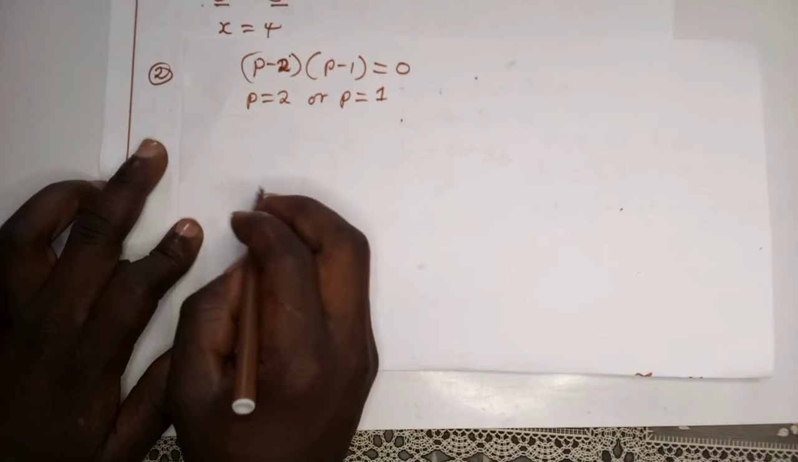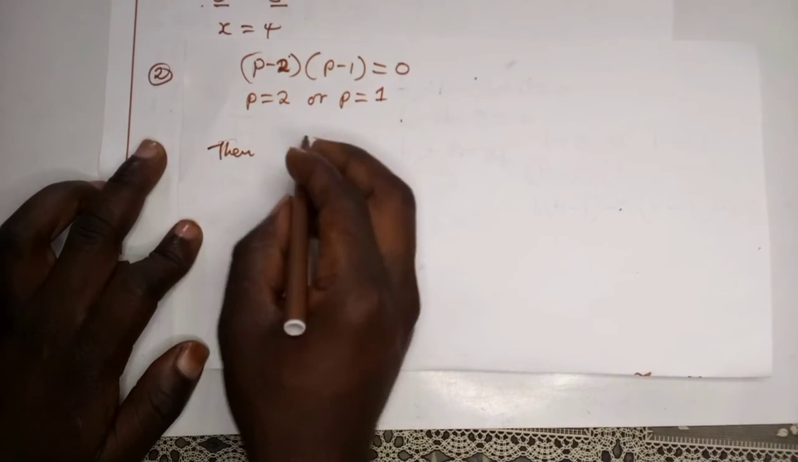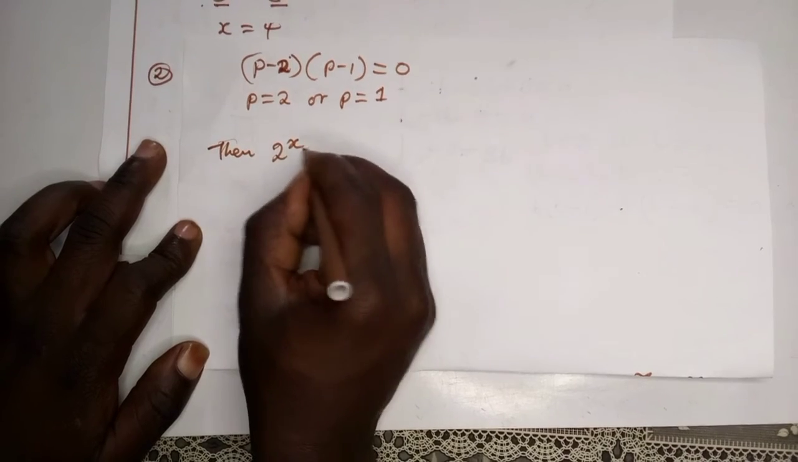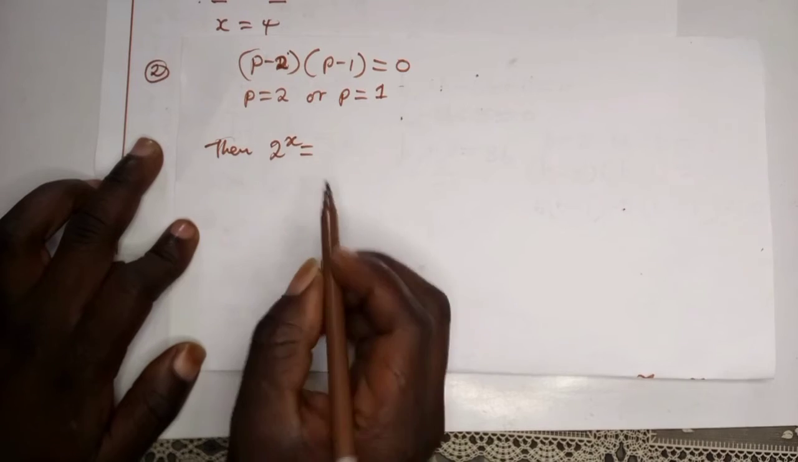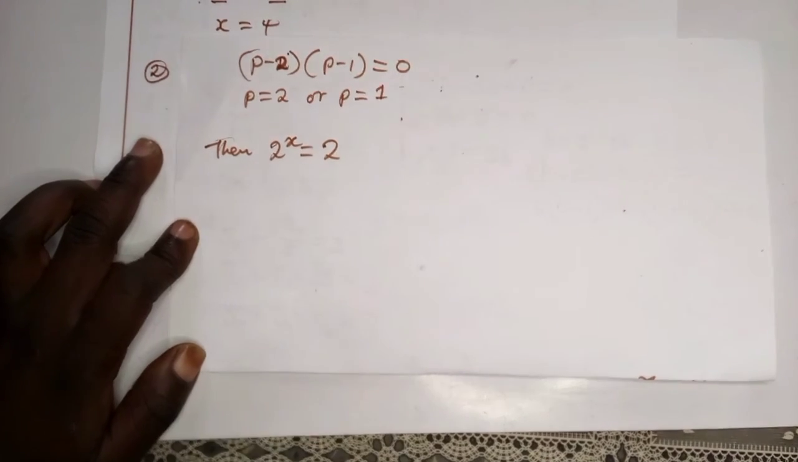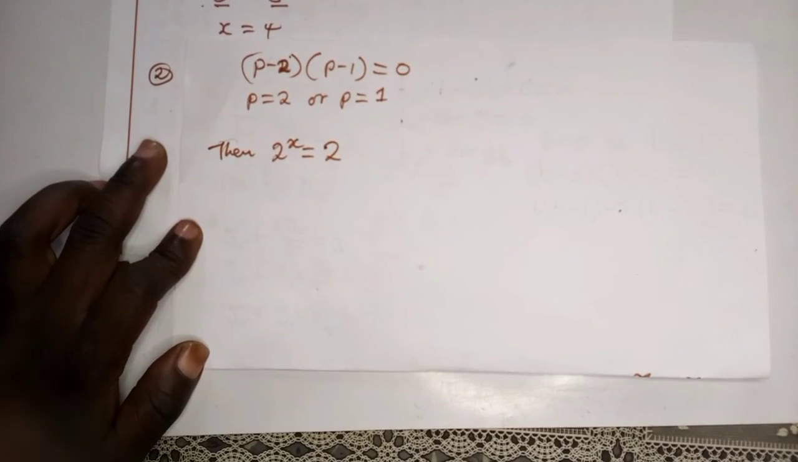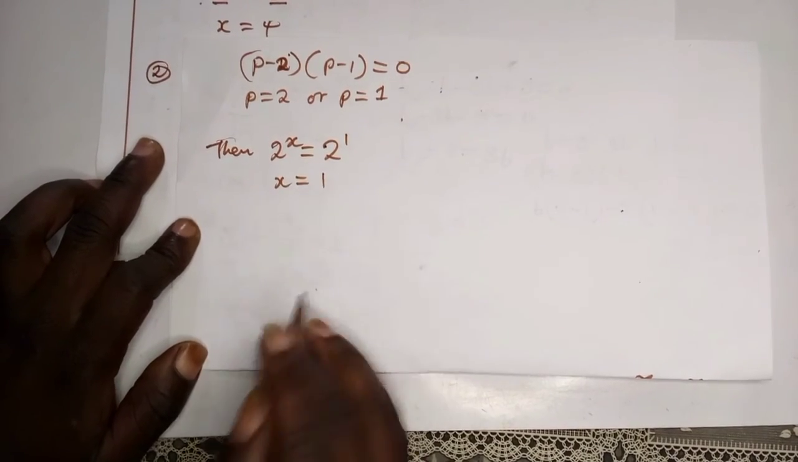And now let's conclude the answer. When p equals 2, then 2 power x is equal to 2. So here there is a power 1, so x is equal to 1.